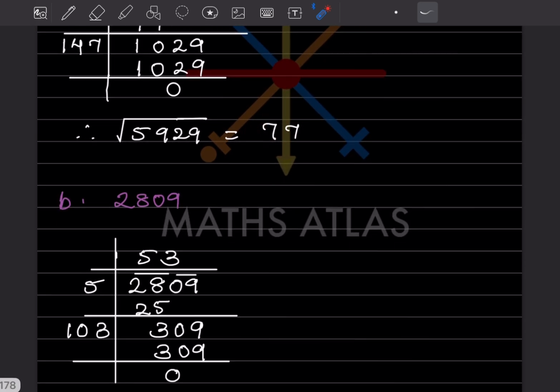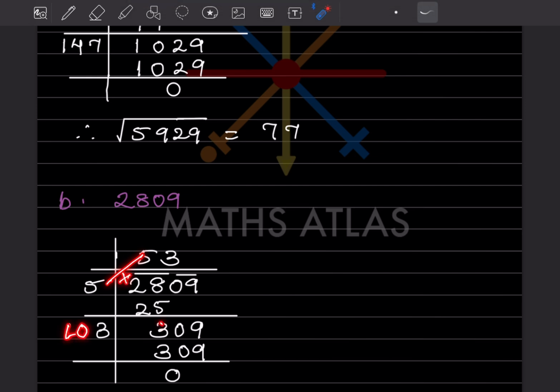2809. Now we are again going to pair it. So we are going to take this here. So this is going to be 5 square is 25. If we take 6 square, that is going to be 36. So 5 into 5 is 25. So now what will you do? 28 minus 25, this is going to be 3. So again what will you do? You are going to add this one. So that is going to be 10. So you will write here 10.